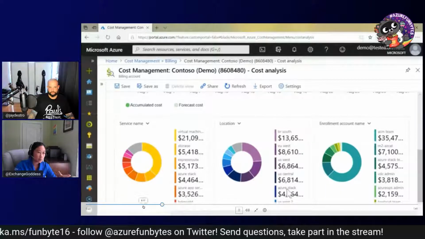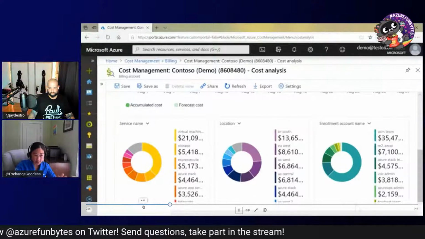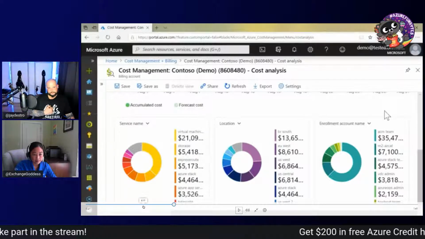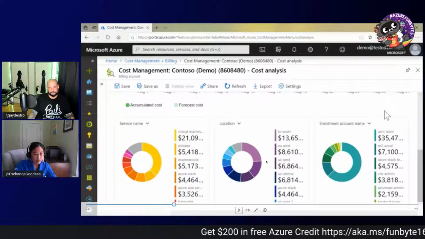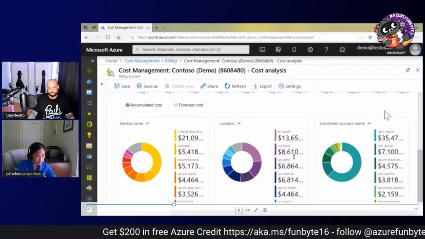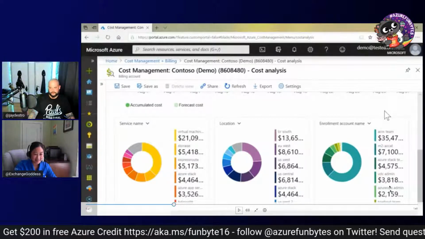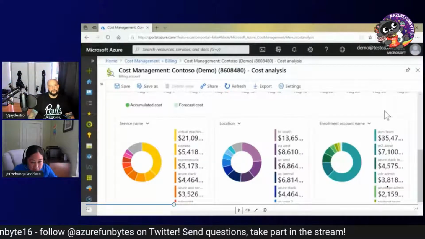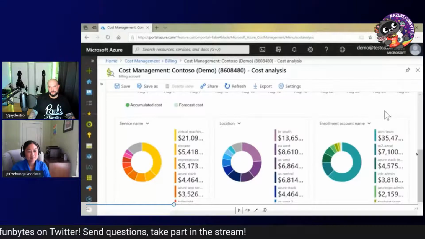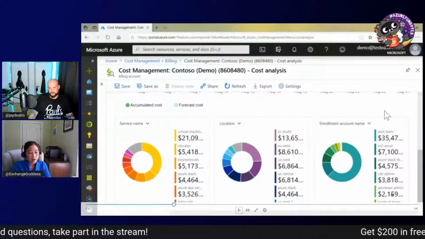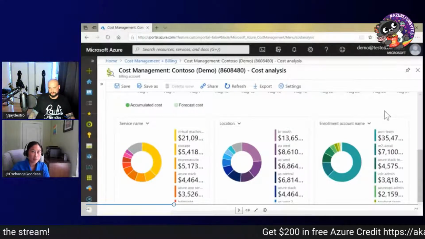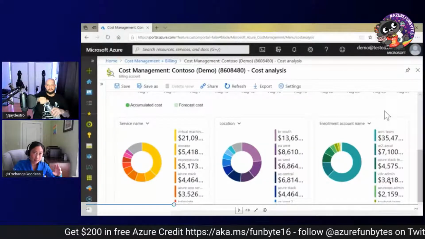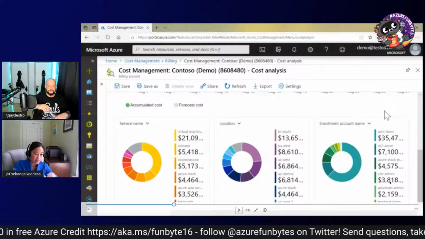And as you can see, this actually breaks it down a little bit more into the service name, location, and then the enrollment account names. Lots of colors and lots of numbers. Yeah, I think this is enrollment account name. Are these the different organizations that the management groups are a part of, or are these specific management groups? So these are your enrollment account names. So it's the individual subscription accounts. It's the subscription name. Okay.